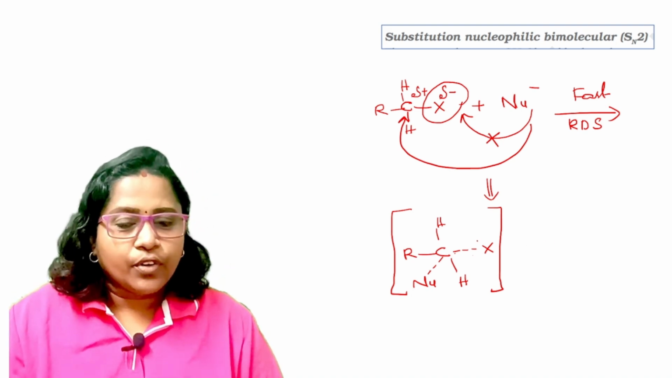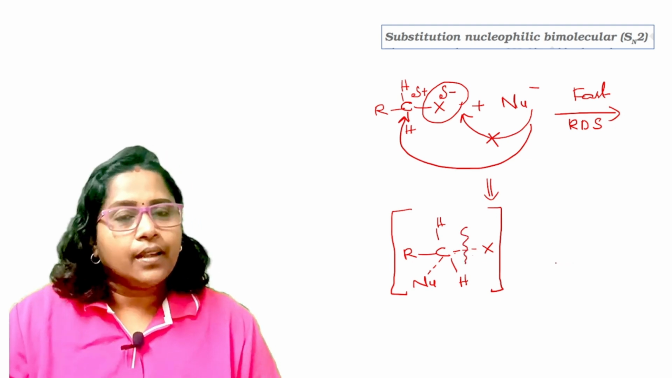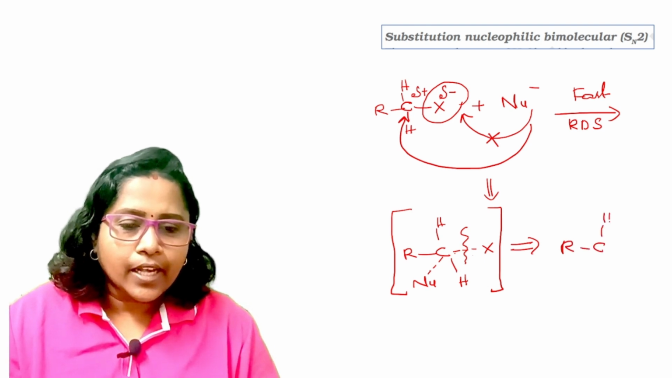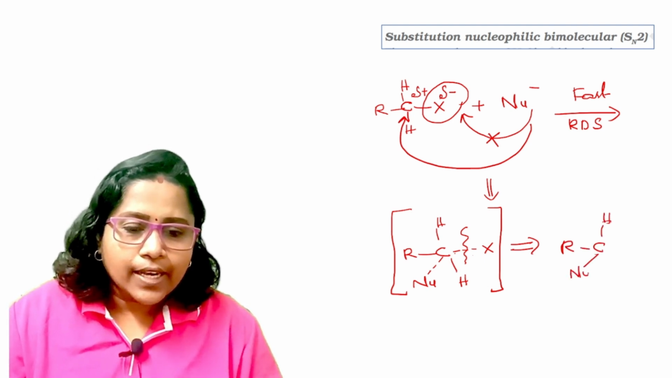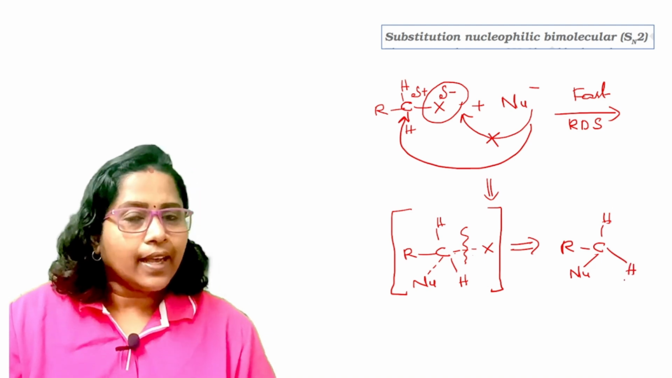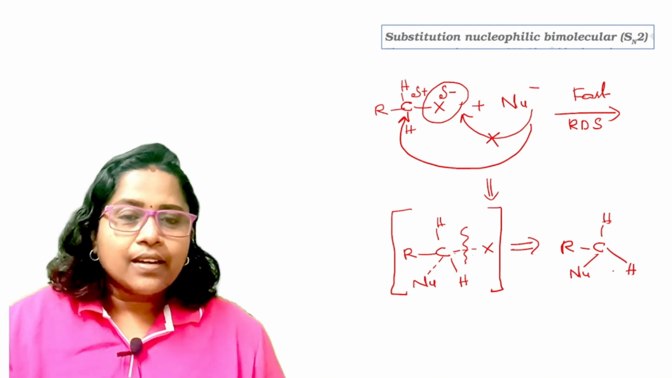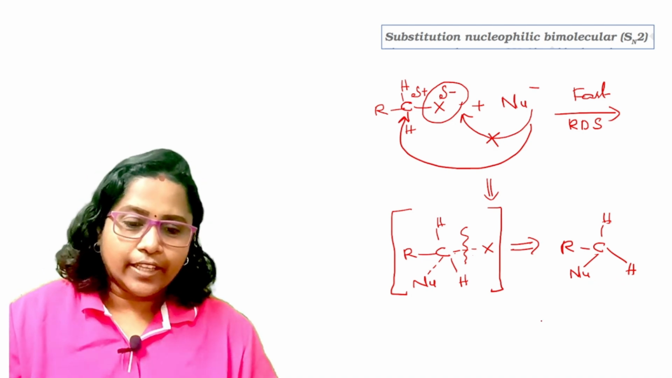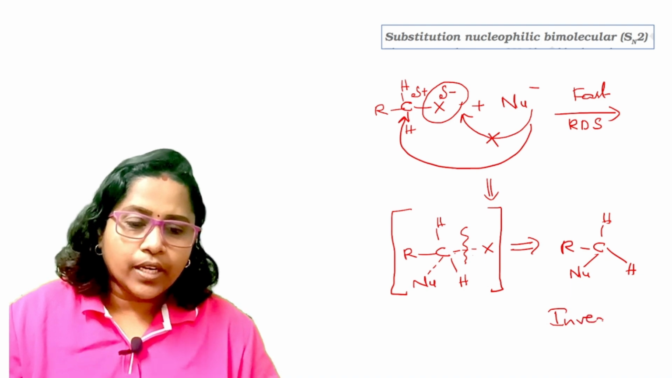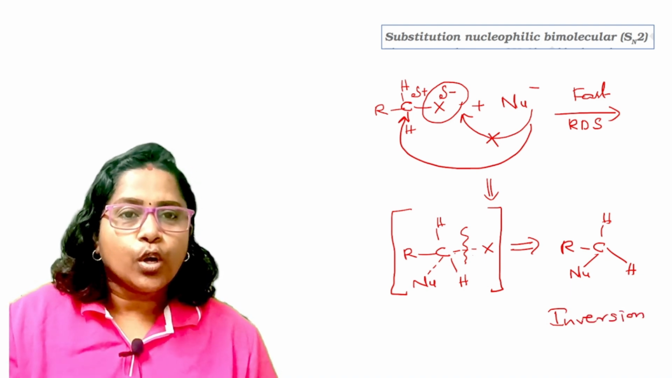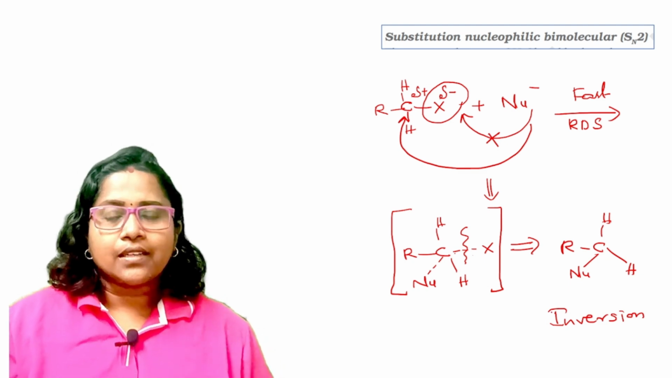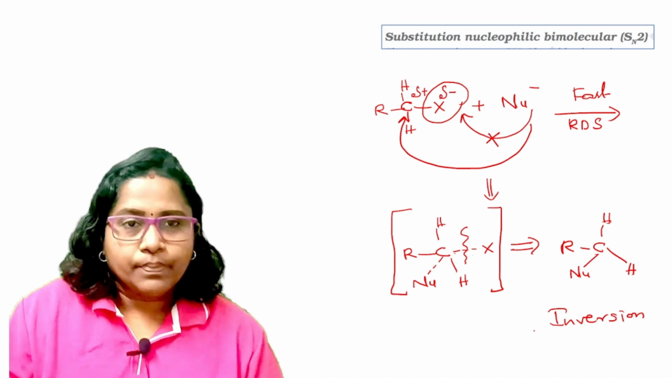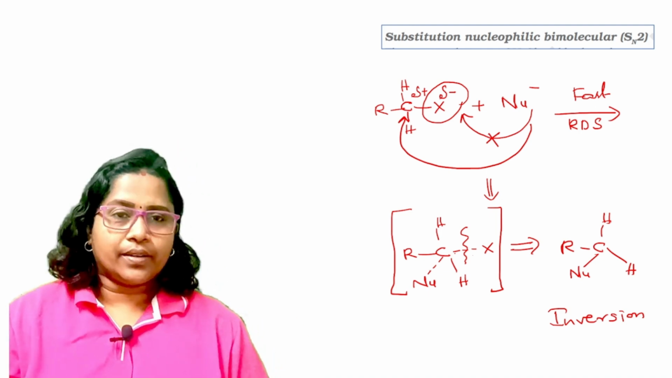Of course this cannot survive further, the bond will break, and we will get the product R, C, H, with the nucleophile attached here, and then hydrogen. So through the SN2 mechanism there is always inversion. There is no retention here. Since we are adding a strong nucleophile, it cannot attack through the front side. It will always prefer the back side attack, so the structure will be inverted.